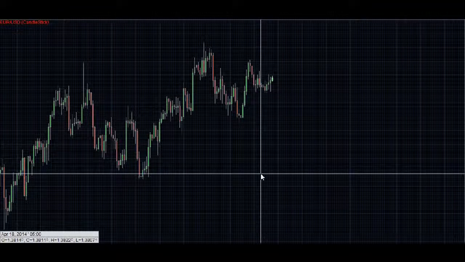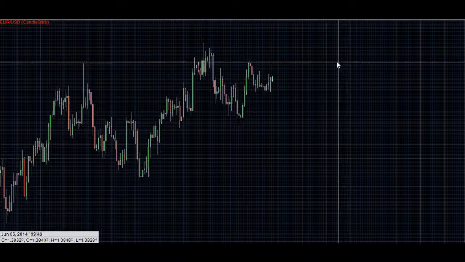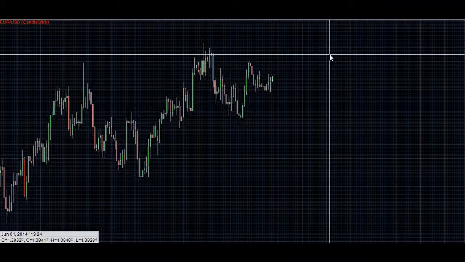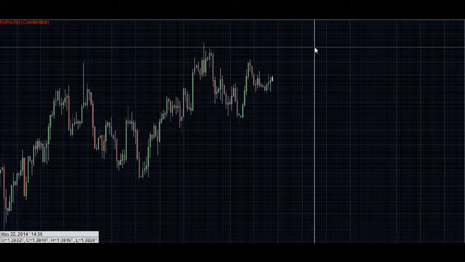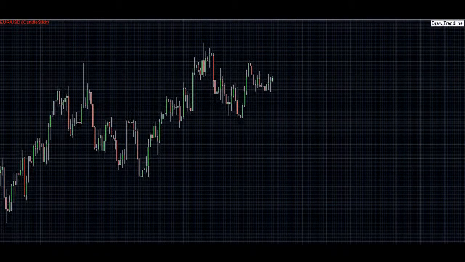Now today's lesson we'll go over Fibonacci retracements. Fibonacci retracements are a very common tool used in technical analysis, and it's a very effective tool when used properly. Firstly, we'll talk about how to draw these lines.